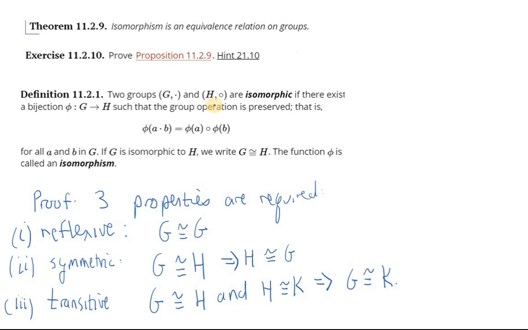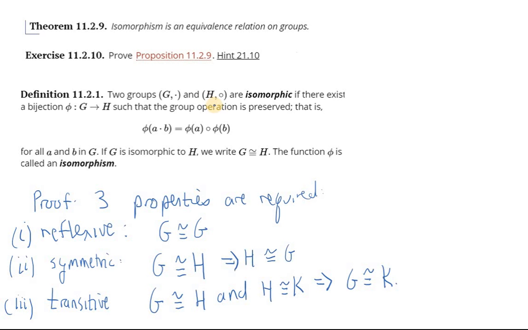There may be more than one such map, but as long as there's a mapping or a function between the two groups that satisfies these two properties, bijection and operation preserving, then these two groups are called isomorphic. Right? So the way that isomorphic is written is G, with a twiddle, equals H, or we just say G isomorphic to H. So what we need to do is show that this relationship between groups defines an equivalence relation.